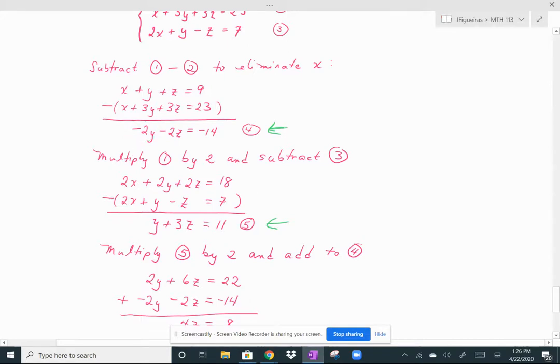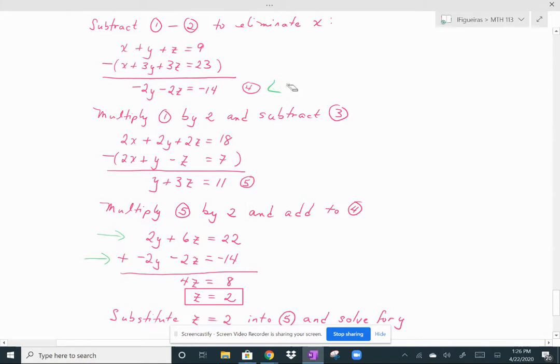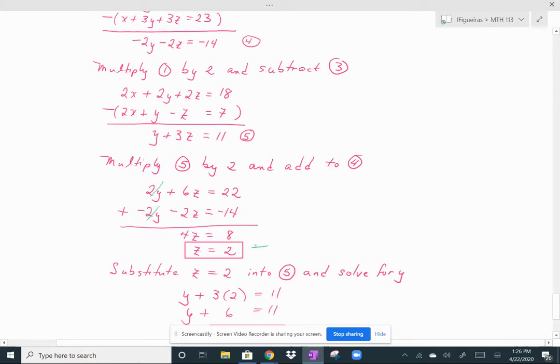So that's what I did here. This is my new equation 5, 2y plus 6z equals 22. And here is my equation 4. That didn't change at all. I'm just writing it down. And when you add those two equations, the two y's cancel, and you get 4z equals 8, and therefore z is equal to 2. Once you get one solution, you're really just substituting back to get your other values for y and x. So I need to substitute z equal to 2 into either equation 4 or 5. Either this equation or this equation will now allow me to solve for y. So I chose 5. That's the work you see here. y plus 3 times 2 equals 11. So that means y has a value of 5.